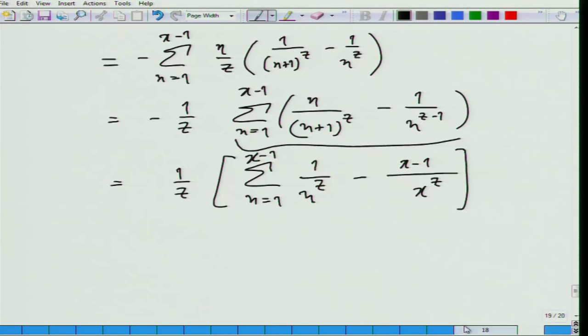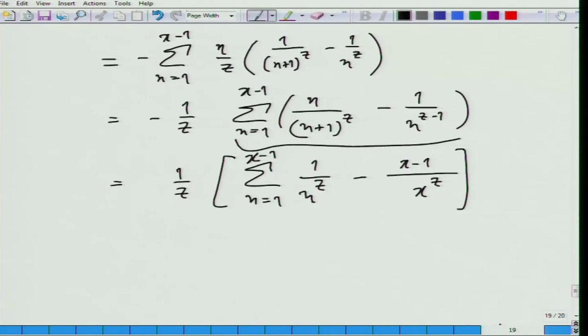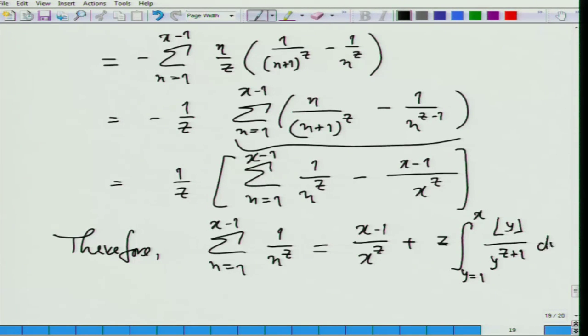So now let's get back to this. Good. So now we can write using this. What I can say is zeta z is equal to x minus 1 over x to the z plus z times this integral, y going from 1 to x, this.